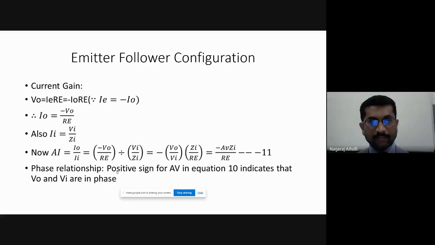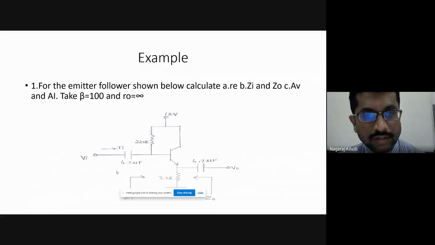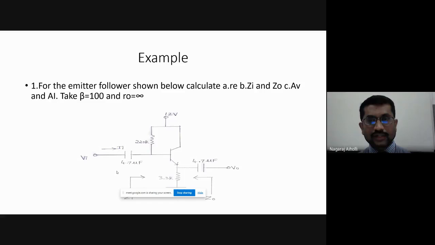Let us solve an example here. Take this example quickly. For the emitter follower shown below, calculate A, small re, B, ZI and Z0, C, AV and AI. Take beta equal to 100 and r0 equal to infinity. That is, current gain beta is 100 and output resistance r0 is infinity.